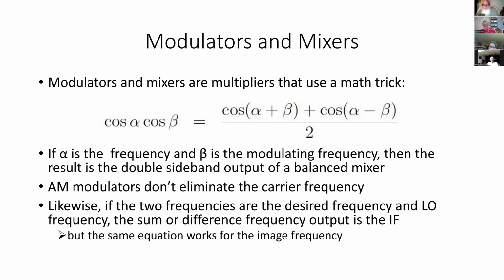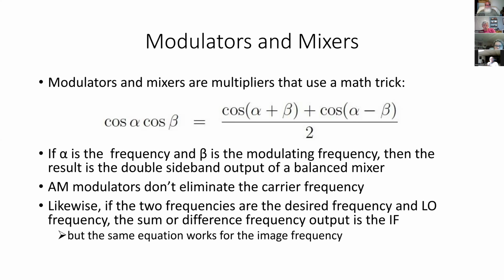And so that's modulators, but mixers work the same way. The two frequencies that are the output of a mixer are the sum and difference of the desired frequency and the local oscillator, or the sum or difference of the image frequency and the local oscillator. The output of a mixer, which can be higher or lower, although we normally think of it as being lower in frequency, is the intermediate frequency in a receiver.